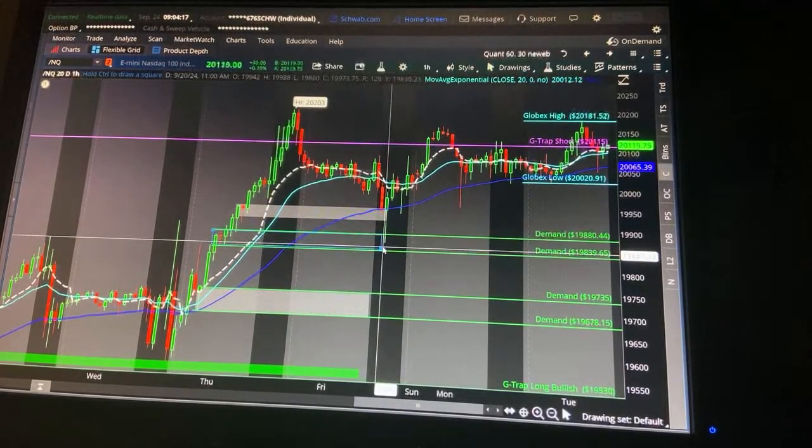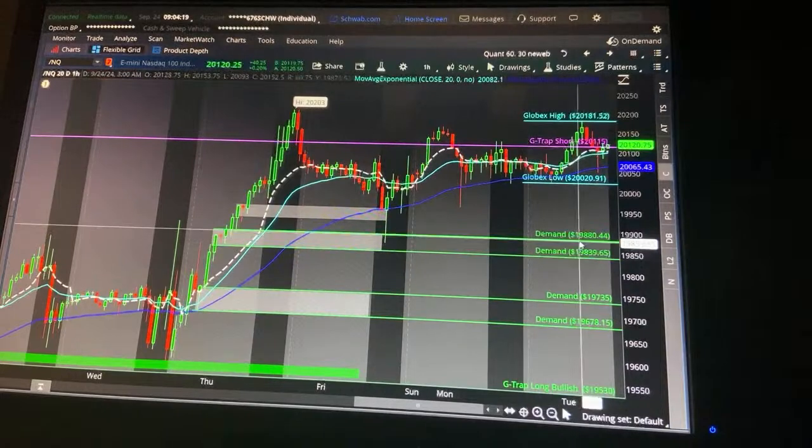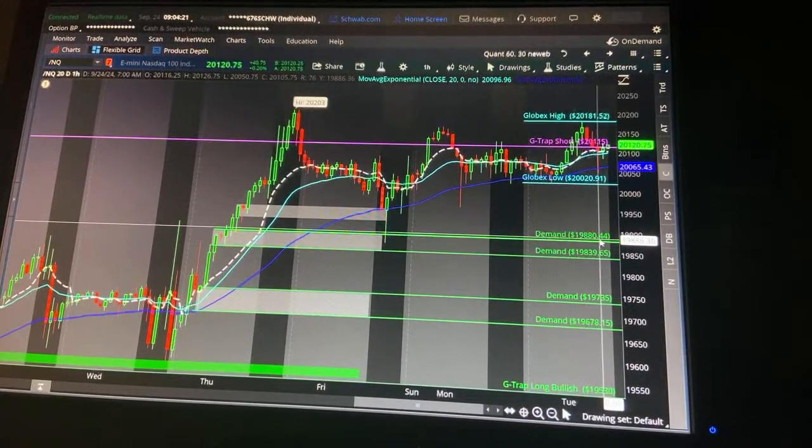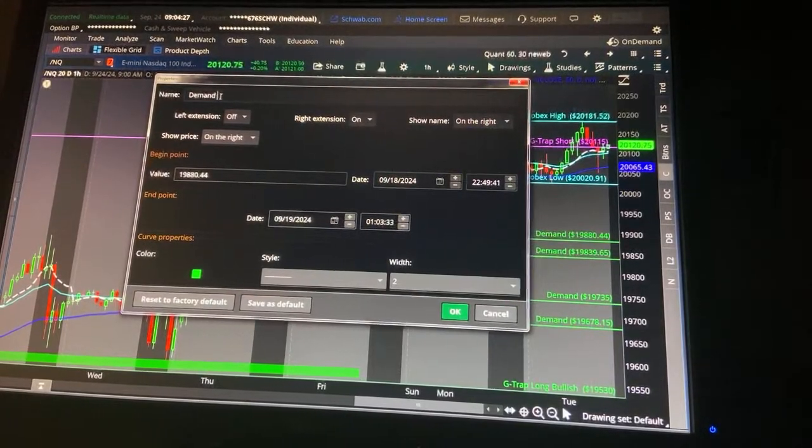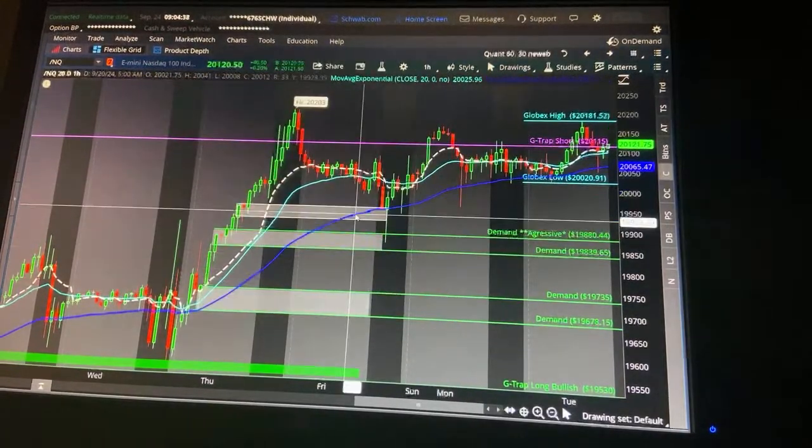I was focusing more on the S&Ps. So that came in at 19,880. I'll keep that as demand, but I'm not going to explain as much because it's going to be the same thing. I'm just going to put an asterisk for aggressive here because it's not prime. It's not fresh. Now we can still lean against it because it just dipped in and rallied out.